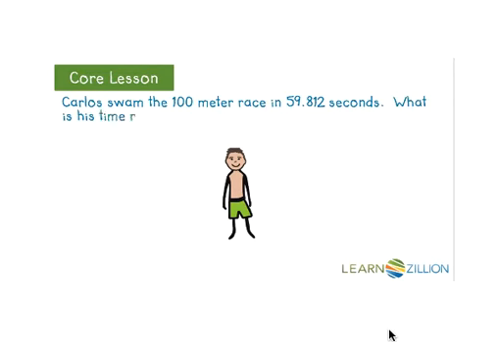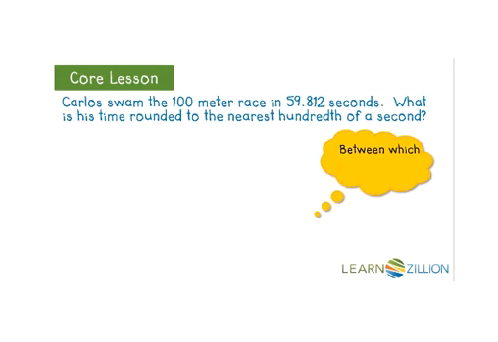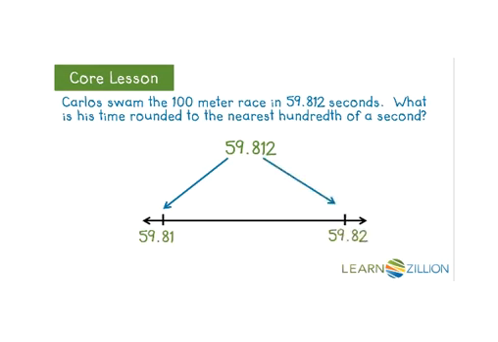Carlos swam the 100-meter race in 59 and 812 thousandths seconds. What is his time rounded to the nearest hundredth? In order to solve this problem, we need to know between which two hundredths is 59 and 812 thousandths. The hundredths portion of 59 and 812 thousandths is 59 and 81 hundredths. So 59 and 812 thousandths is between 59 and 81 hundredths and 59 and 82 hundredths. Let's use our number line again.